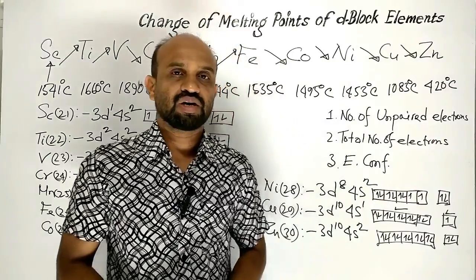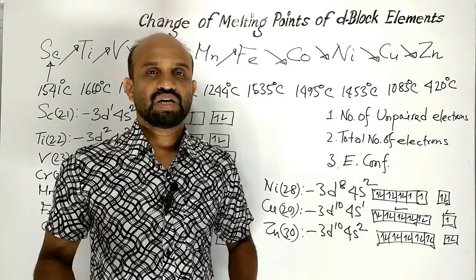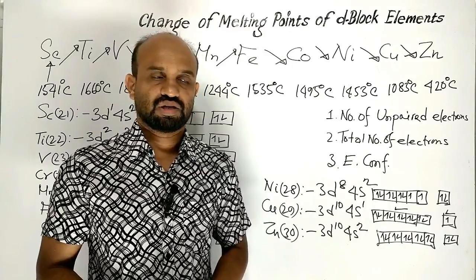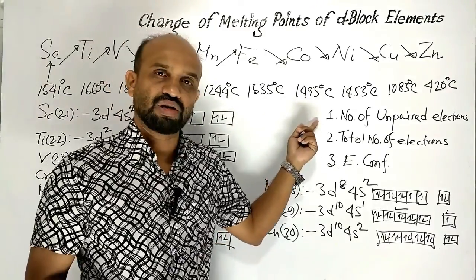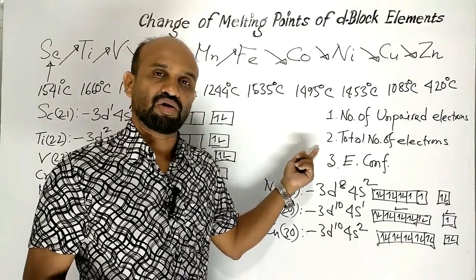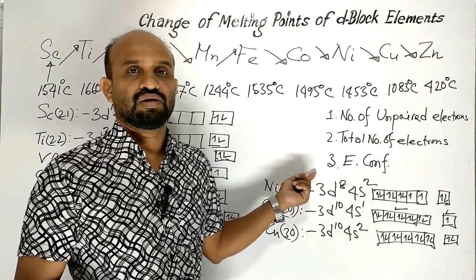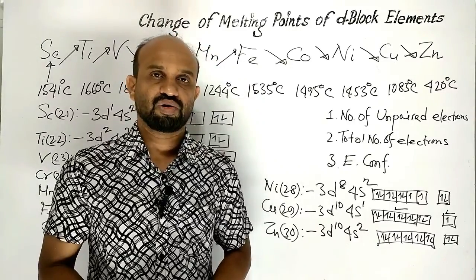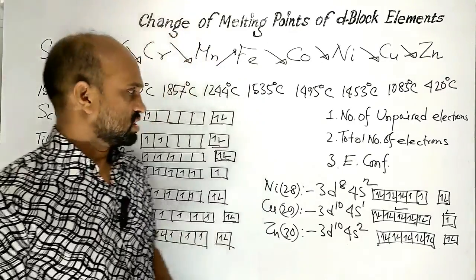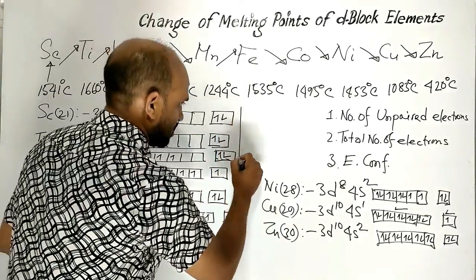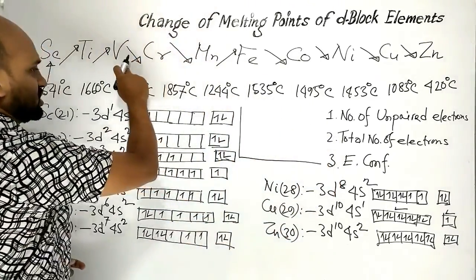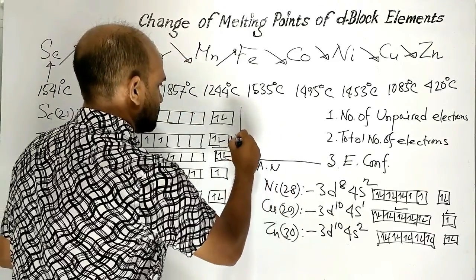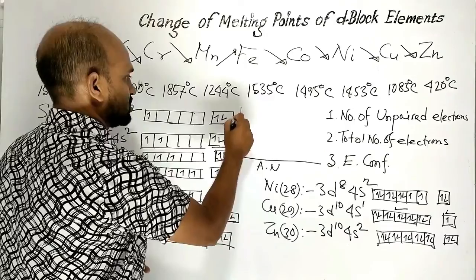So let's summarize the reasons behind the changing melting points of 3d block elements. That is, the number of unpaired electrons, the total number of electrons, and then the electronic configuration in the outermost shell, whether it is stable or unstable. Let's see a graph of the melting points of these elements. Here is the atomic number, and this is the melting point.